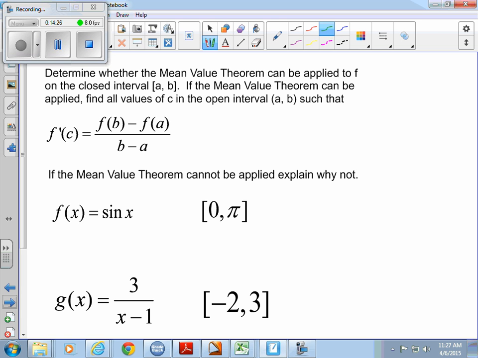To determine whether the mean value theorem applies or not, it's actually a little easier, because Rolle's theorem had three conditions: continuous, differentiable, and f of a equals f of b. Mean value theorem only has two conditions: continuous and differentiable. The two endpoints don't have to be equal.